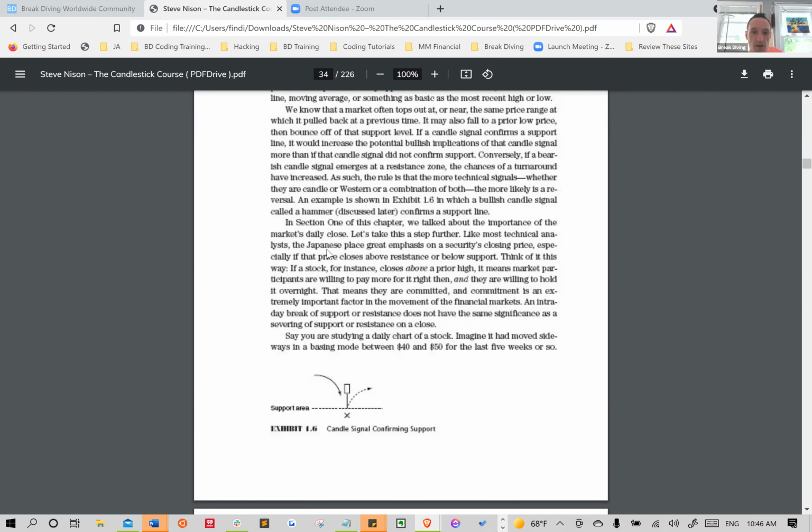Yes. So, in section 1, we talked about the importance of the daily close. Let's take it a step further. Like most technical analysis, the Japanese place great emphasis on a closing price, especially if the price closes above resistance or below support. Think of it this way. If a stock closes above a prior high, it means participants are willing to pay more for it right then, and they're willing to hold it overnight. It means they're committed, and commitment is an extremely important factor in the movement of the financial markets.